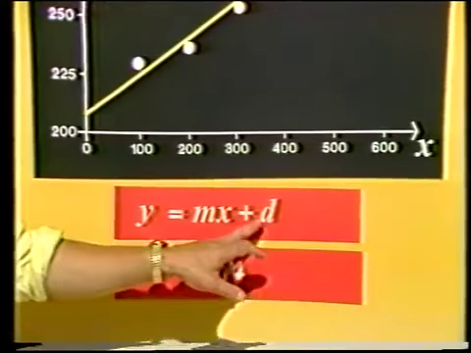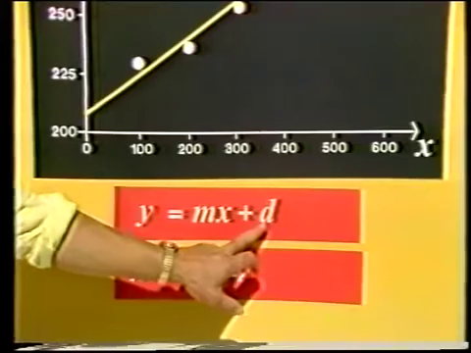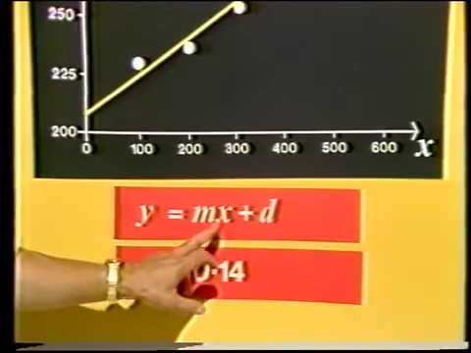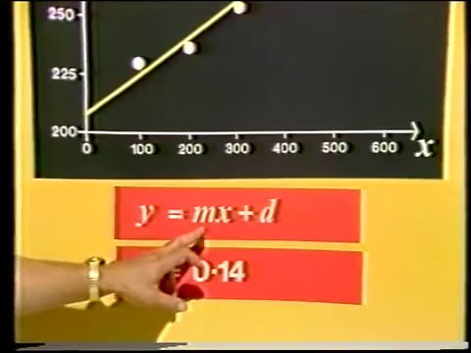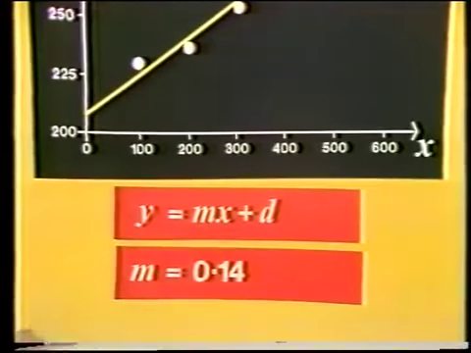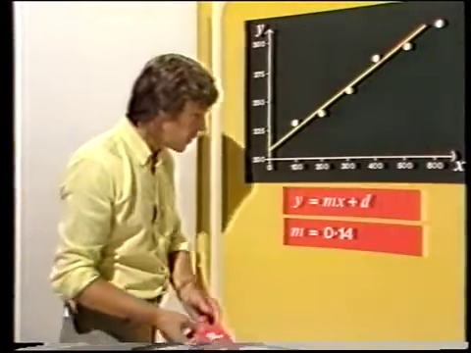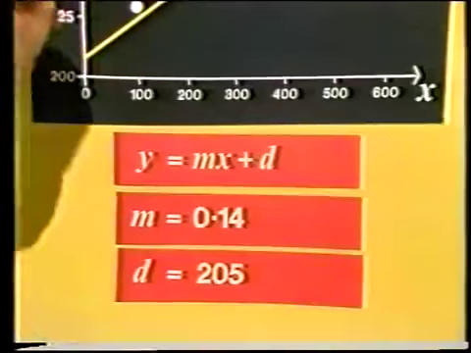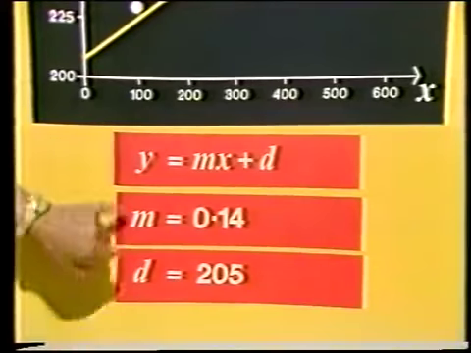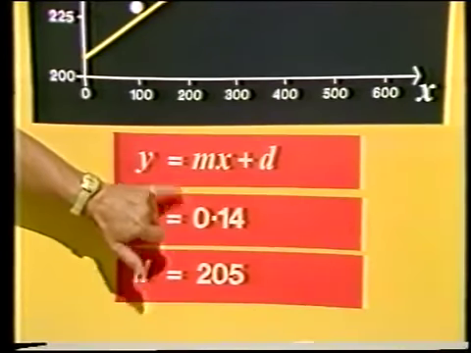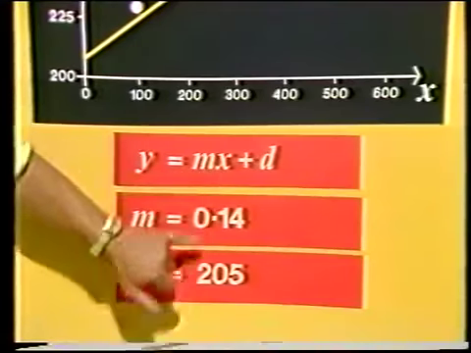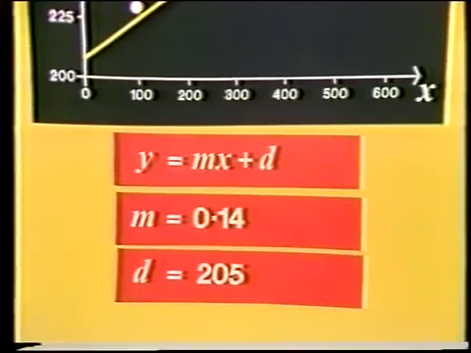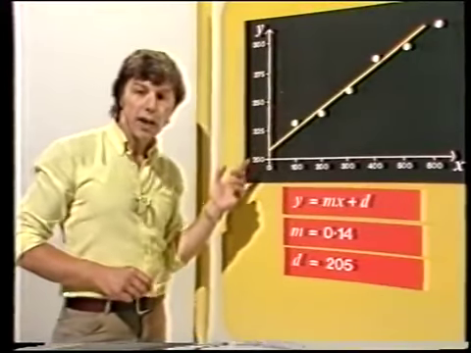Now what about d? Well, d is the value of y when x is 0. And we noted earlier that for this line, that was 205. So d is 205. So the equation of the line is y equals 0.14x plus 205. And that's the equation of the line that I've drawn.